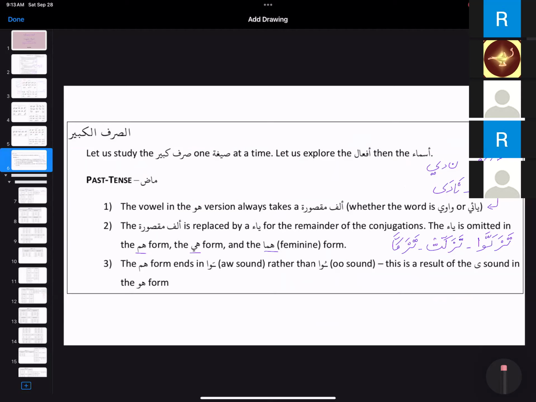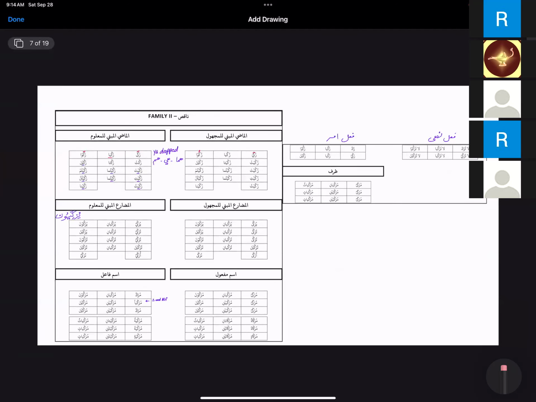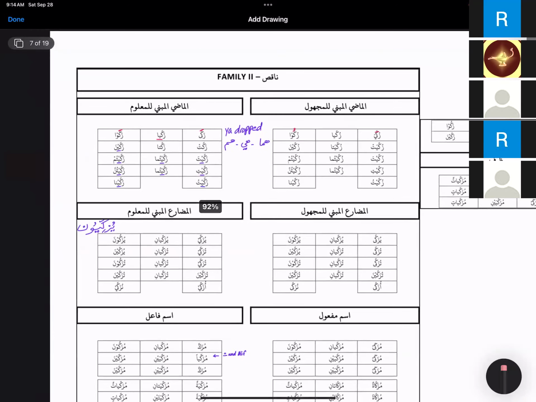So past tense: the vowel in the huwa version always takes alif maksura, whether the word is wawi or yai. We already know that. Alif maksura is replaced with ya. For the remainder of the conjugation, the ya is omitted in hum, hiya, and huma versions. Then the hum form ends on an au sound rather than a u sound. This is interesting, because so far we never saw hum ending on au, but that will happen over here in Naqis.